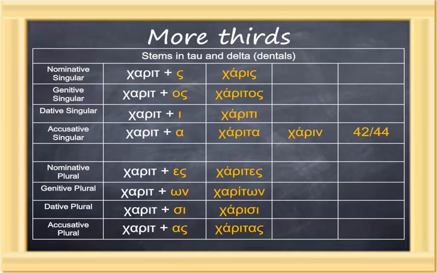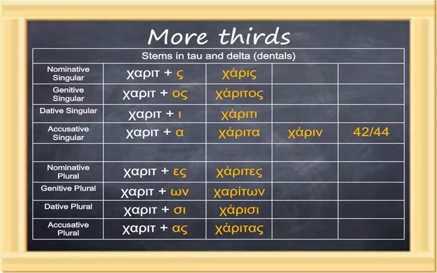Genitive singular, charitos, that's easy to see. Dative singular, chariti, that's easy to see. Accusative singular, charita, is also easy to see. However, there's an alternate form for the accusative singular of this particular noun, charin. And of the accusative singulars of charis in the New Testament, 42 of 44 use this alternate form, charin.